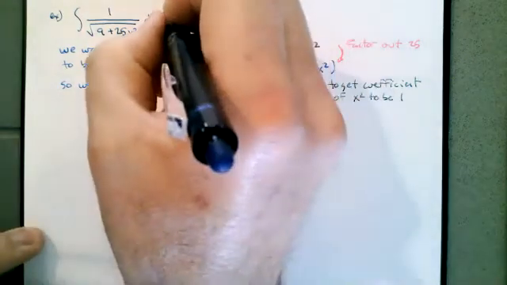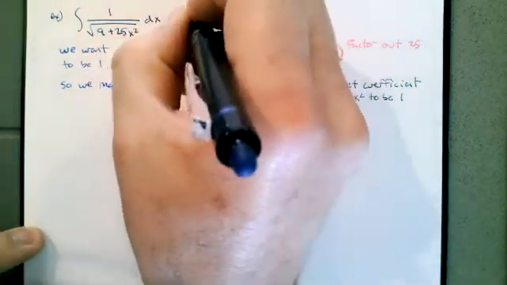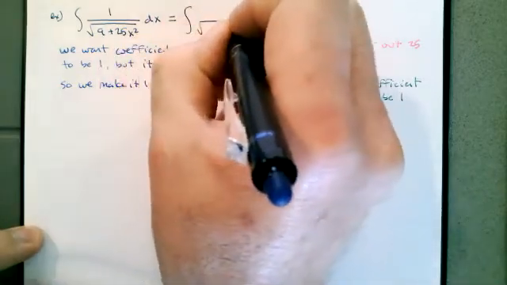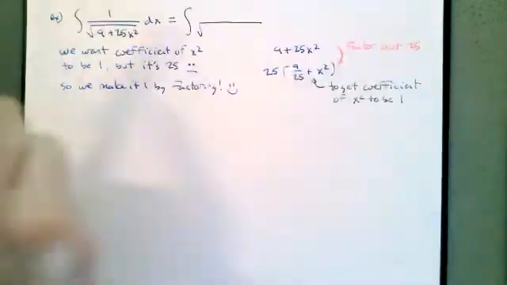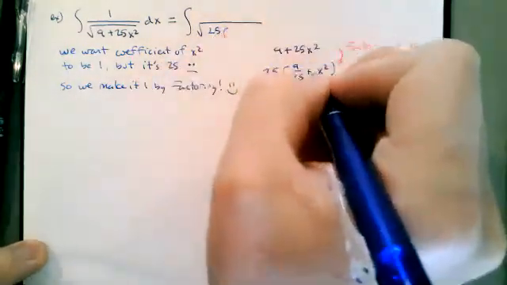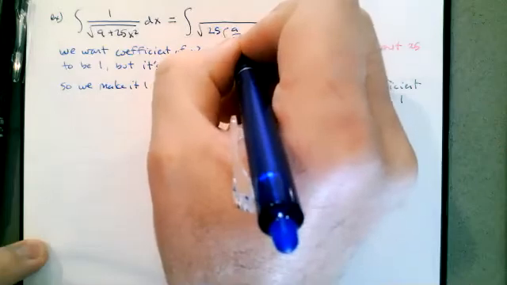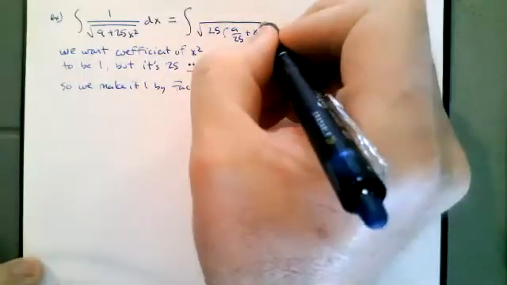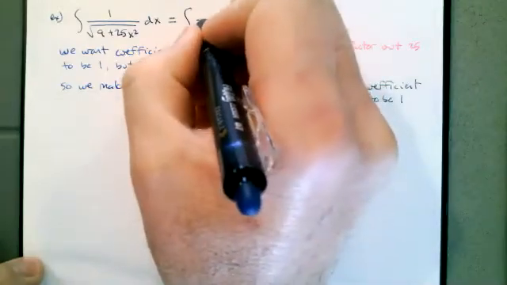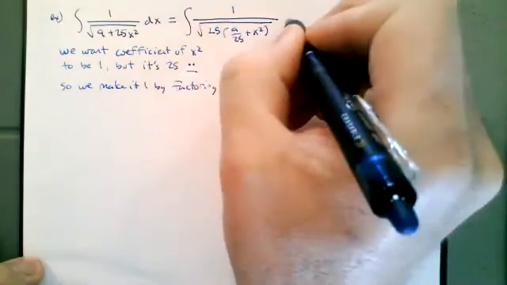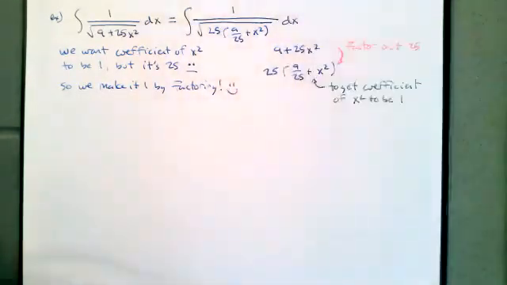So I'm going to replace my square root of 9 plus 25x squared. That's going to be the square root of 25 times 9/25 plus x squared. And this is still all under 1, and we're still integrating dx. We're just doing a little bit of algebraic setup here.